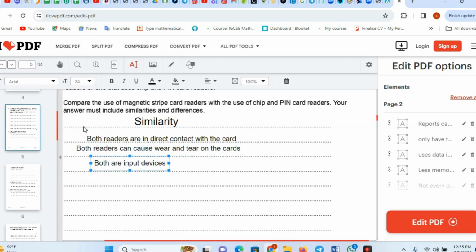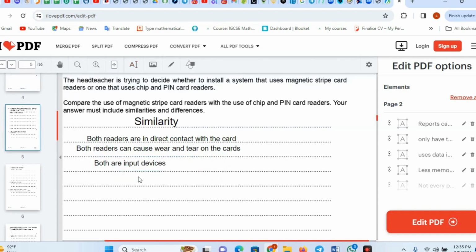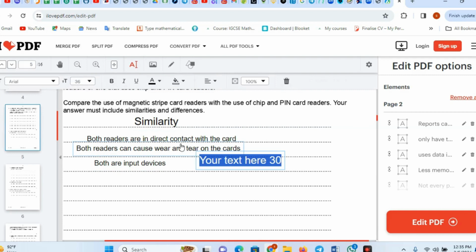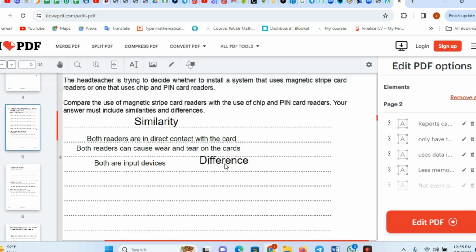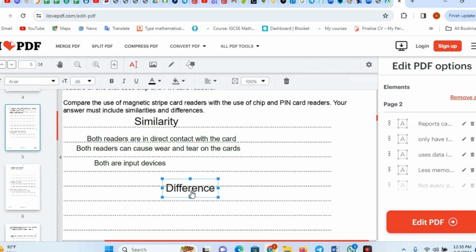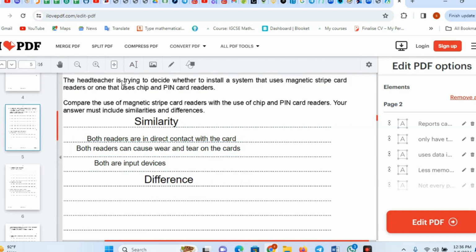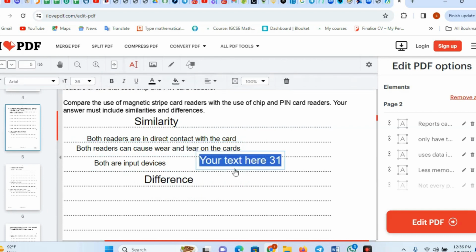We get the similarity. All right, let's go to the differences now. Let me just put it there. Differences, or difference. Now we were able to identify the similarity. Let's now list three other differences that we can see there.